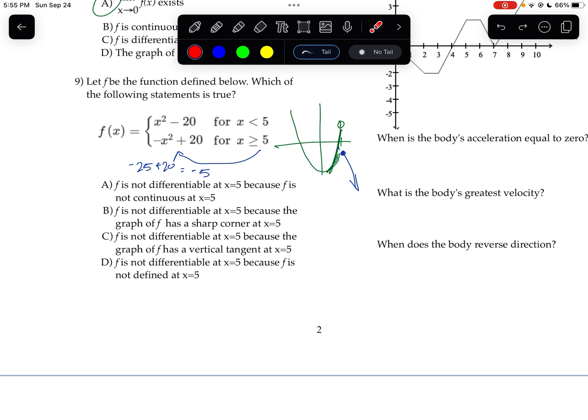F is not differentiable at x equals 5 because the graph has a vertical tangent at x equals 5. That's also not true. It's a jump discontinuity right there. F is not differentiable at x equals 5 because f is not defined at 5. That's also not true. It is defined at 5 right here. So yeah, it's going to be A. It's not continuous, so therefore it's not differentiable.